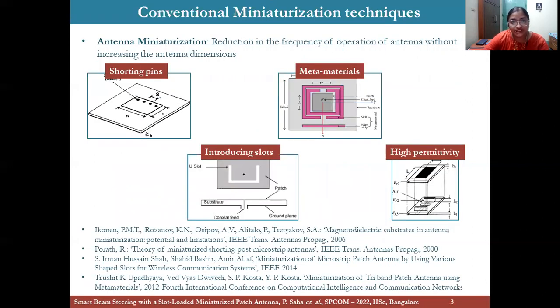The miniaturization of microstrip patch antenna is a technique to reduce the frequency of operation of the antenna without increasing the antenna dimensions. Some of the conventional miniaturization techniques are shown here, like using shorting pins, using metamaterials, introducing slots on the patch, using high permittivity material, etc.